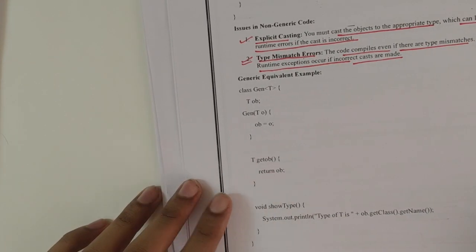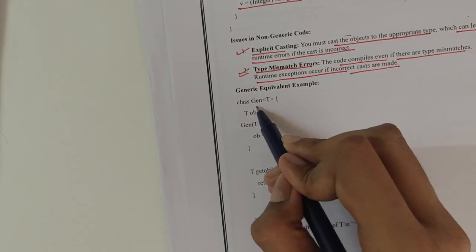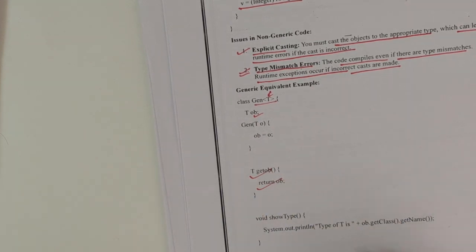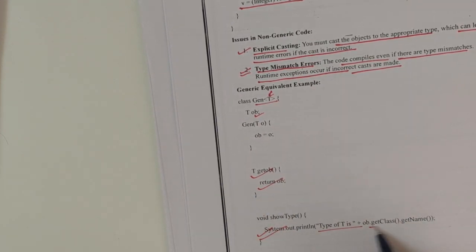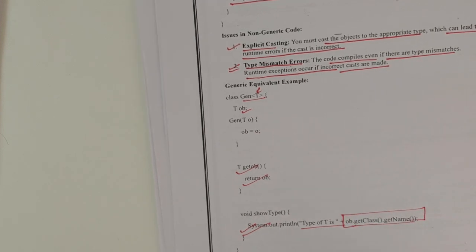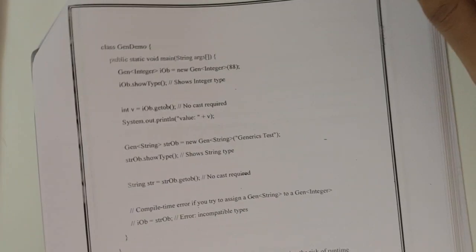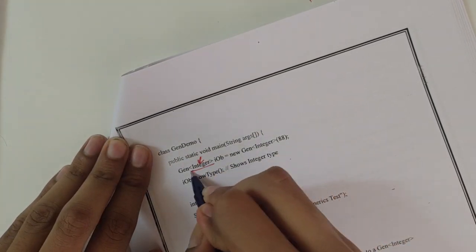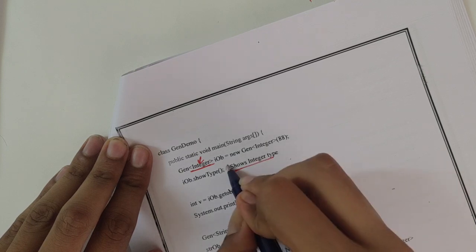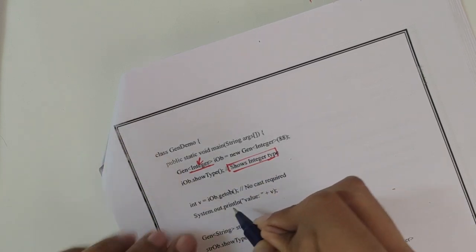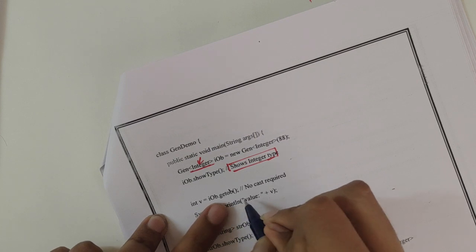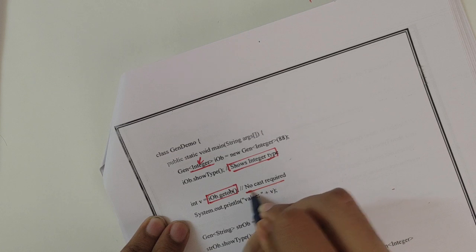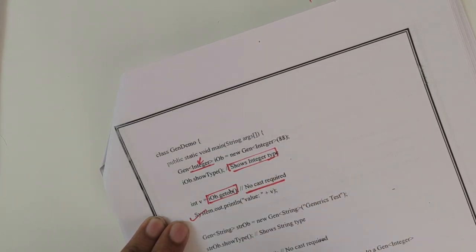Now the generic equivalent example. This is the code again, Gen of T, where T is the placeholder. You are making an object, getting the object and returning it, then printing the type of T, whatever it is, using the ob.getClass().getName() method. Same thing again, here we have put an Integer wrapper class, and it shows the integer type. Similarly, int v equal to iOb.getObject. Here we are not doing any kind of typecasting. That's why it's mentioned no cast is required. Directly we are printing the value.